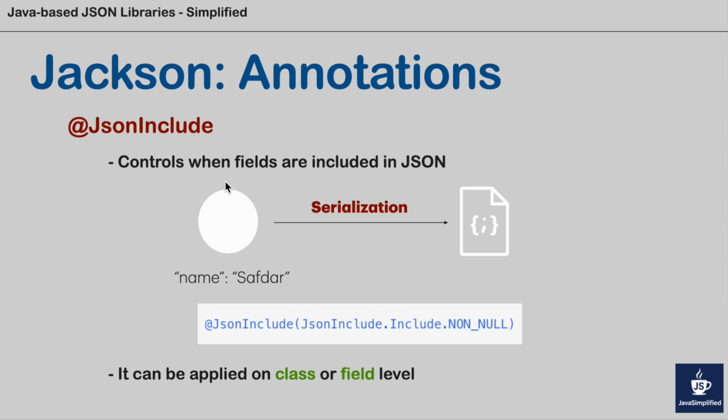JSON include controls when fields are included in JSON. Sometimes, let's suppose in our Java object there is a field called name, and I don't want to include any empty values. For that we have an annotation called JSON include, JSON include dot include dot non null. Applying this on a field, if the field has a null value, it will not be considered in our serialization process. It can be applied at class or field level. If it is applied at class level and the rule is non null, all fields in our class which have null values will not be included, or we can also go field by field.